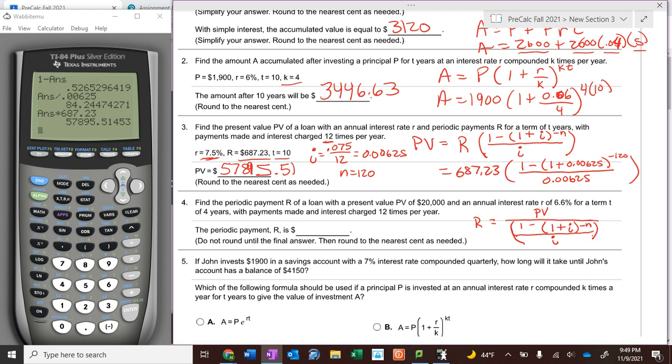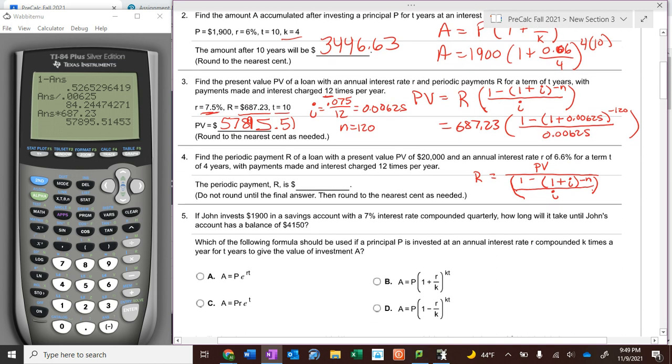Now, if you want to know how much your monthly payment would be on a loan of $20,000 with a rate of 6.6% for a term of 4 years, interest charged once a month, 12 times per year, you would do this formula. What I did is take this formula up here and just solve for R. Just take PV divided by that.